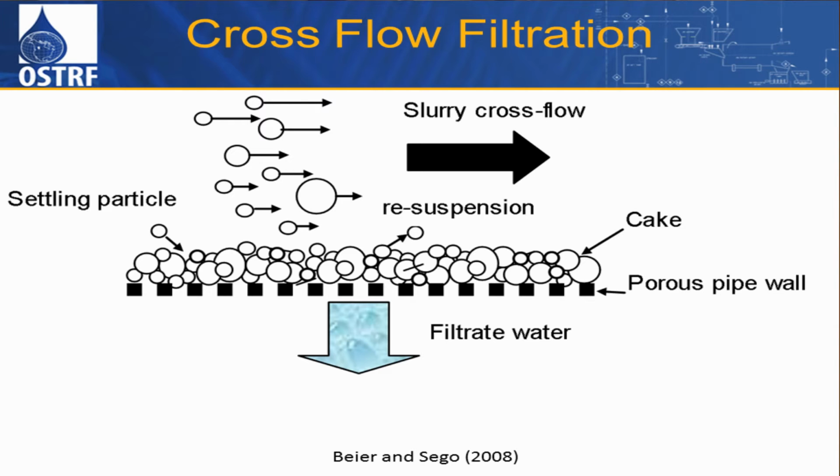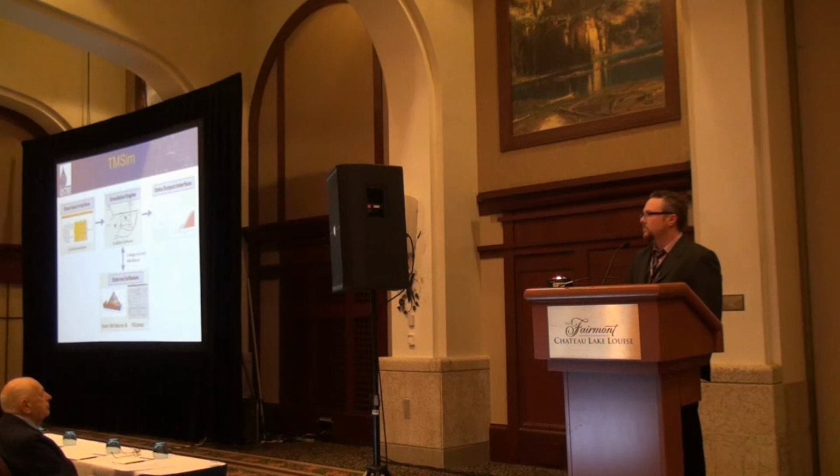We did some tests where we had really fine pore space on the pipes, and we had lower dewatering rates compared to the really high pore space. So it's actually the tailings themselves, that cake, that acts as the filter media. Thank you.